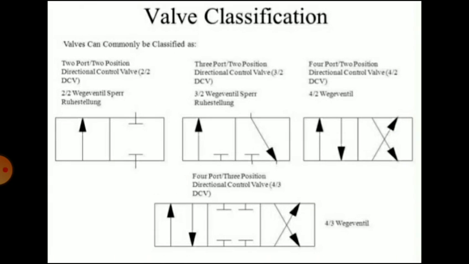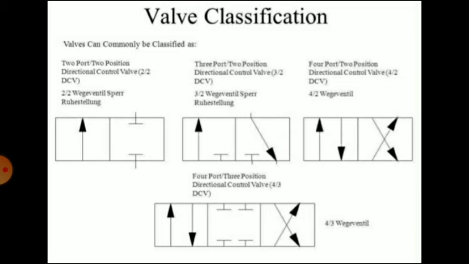Now the valve classification. The number of ports and the number of valve positions are very significant indicators for the control valves and form the basis for their designation. Each position is represented by a separate square. Arrows and lines in the square provide information on what type of connections exist between the ports.